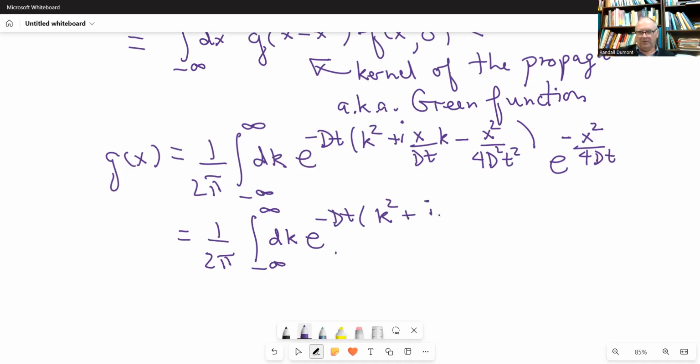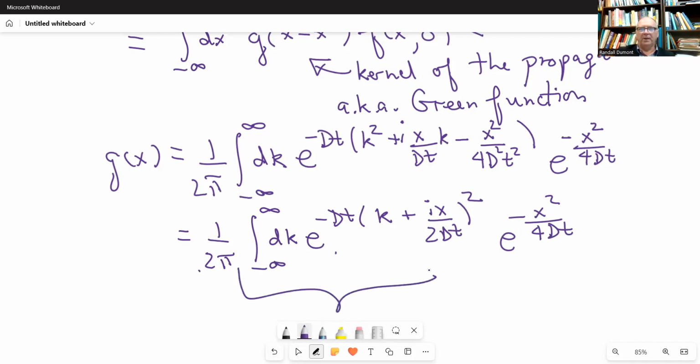This becomes this. Sorry, that's not squared there. So this thing, when you square it, you get all of this. That's the idea. Oh, and then of course I still have this factor, which isn't part of the k integral. So this integral here is a Gaussian integral.